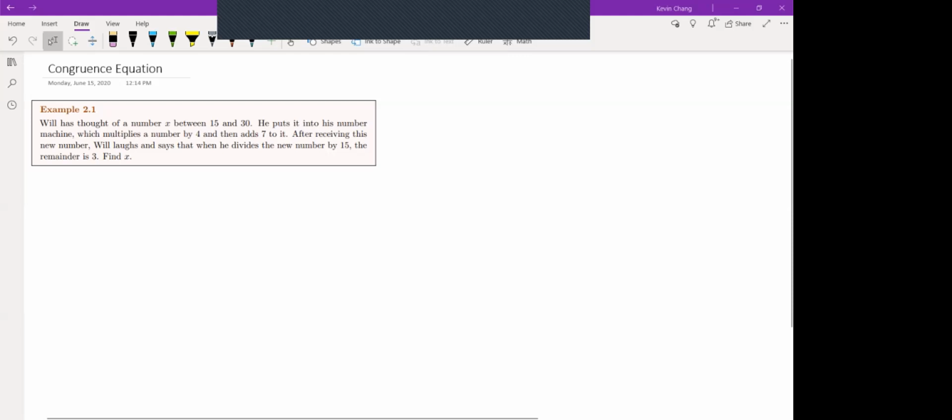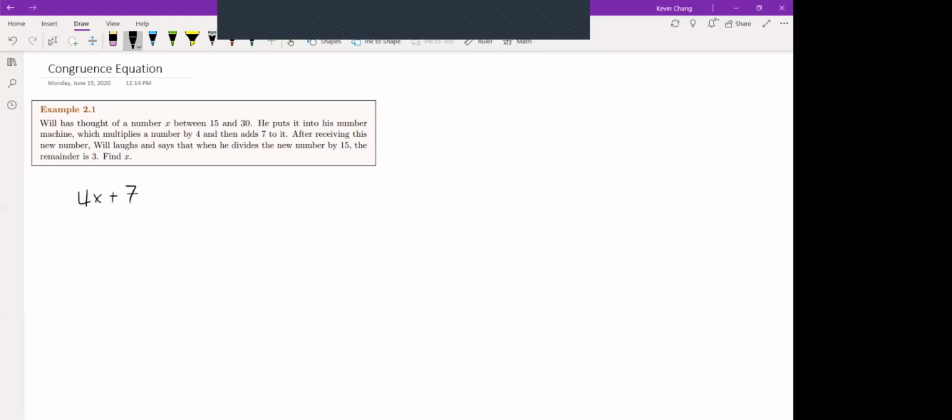Okay, so I think most of you have either done some work on it or have already gotten the answer. And so we're going to go through it and introduce a new concept on the way. When we have this number machine, it multiplies the number by 4 and then adds 7 to it. So essentially, since Will has the number X, our expression from the number machine is just 4X plus 7.